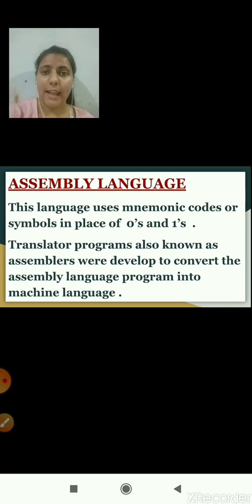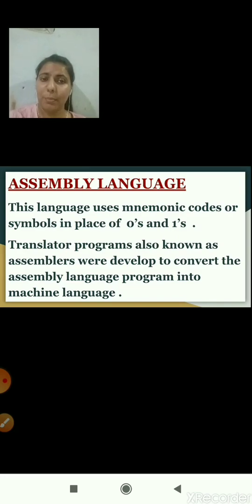Now children, as I told you, machine language is the only language which the computer understands. If a program is written in any other language, it should be translated. Just take an example. If a person only understands Gujarati and we are talking with him or her in Hindi, he or she will not be able to understand that. So we need a translator in between. Same as that, in computers, if we are writing in any other language, we need a translator.